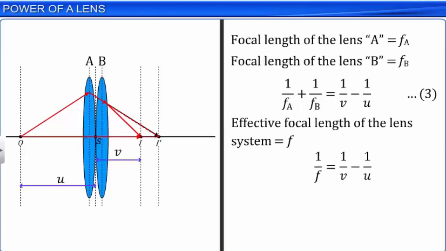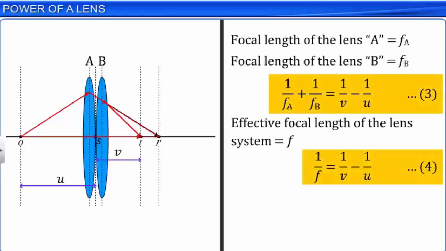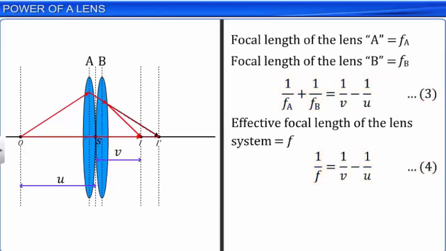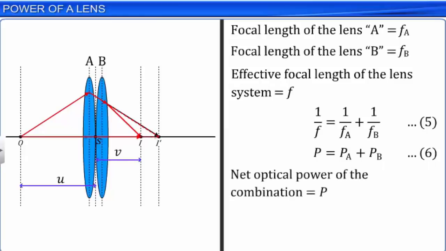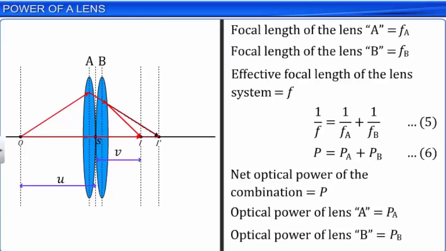Since optical power of a lens is the reciprocal of its focal length, we can rewrite equation 5 in terms of the optical powers as P is equal to PA plus PB. Let this be equation 6, where P is the net optical power of the combination of two lenses with individual powers equal to PA and PB. For a system of n lenses in contact, we can write equations 5 and 6 as 1 by F is equal to 1 by F1 plus 1 by F2 plus so on up to plus 1 by Fn, and P is equal to P1 plus P2 plus so on up to plus Pn.